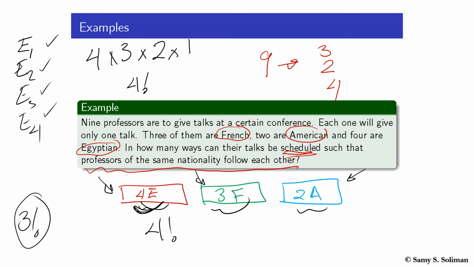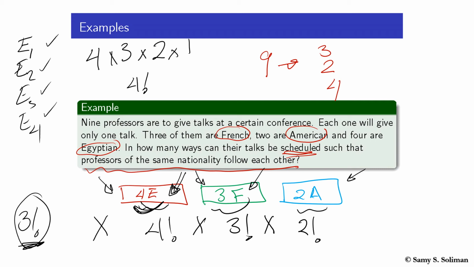Similarly, we have 3 factorial ways to arrange the 3 French professors, and 2 factorial ways to arrange the American professors. Again, this is for each of the ways we arrange the Egyptians. These are independent of the ways we arrange the French. So for each of the possible arrangements of the Egyptians, we have all the 3 factorial possible ways to arrange the French. So that is the generalized multiplication rule, and this is all multiplied by the 3 factorial, which refers to arranging the sets of professors on their own.